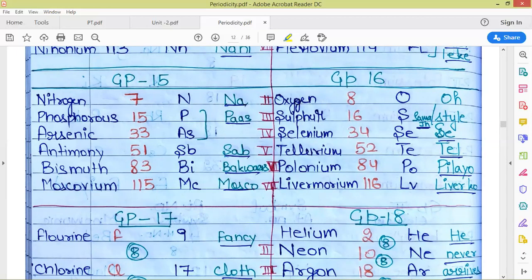Next we have group 16, which is also called chalcogens or chalcogenides. This is also called the oxygen family. Here the last element is livermorium, which is related to the fats which we feed to the liver. So I have created this: O for O, S for samajh, TE for tel, PO, polonium, for pilao, and liver for liver ko. O samajh se tel pilao liver ko, otherwise you will be in a bad situation. So the mnemonic is: O samajh se tel pilao liver ko.